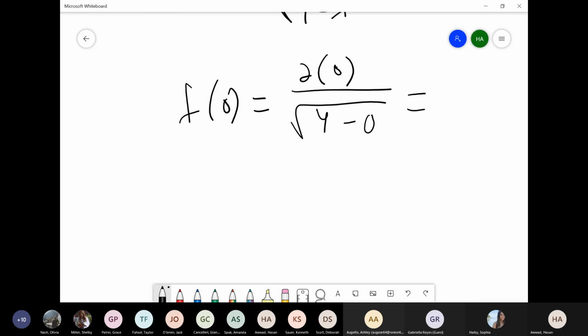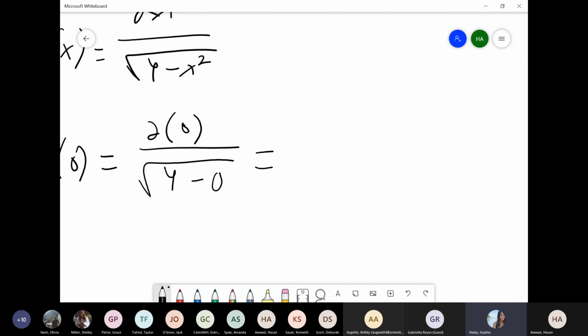So what's 2 times 0? What's my numerator? 0. Great. And then what is the square root of 4 minus 0 in the bottom? That would just be 2. Yeah, square root of 4, and you would just get 2, right?